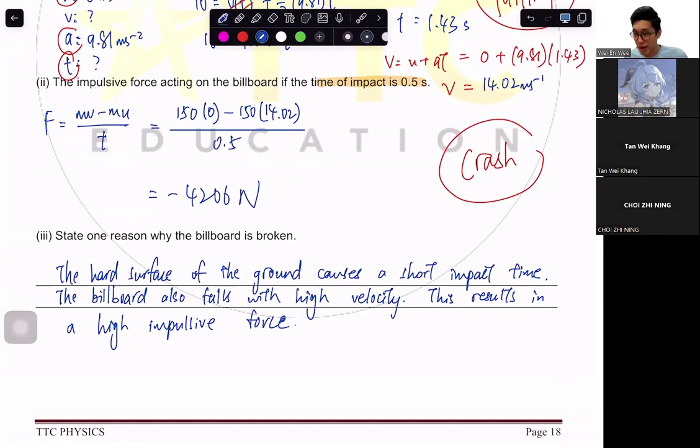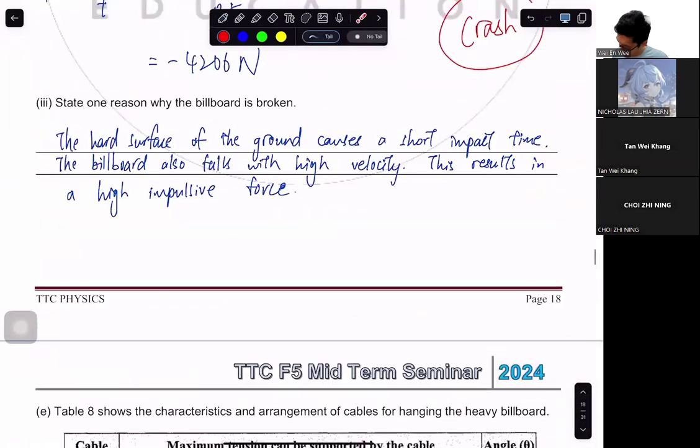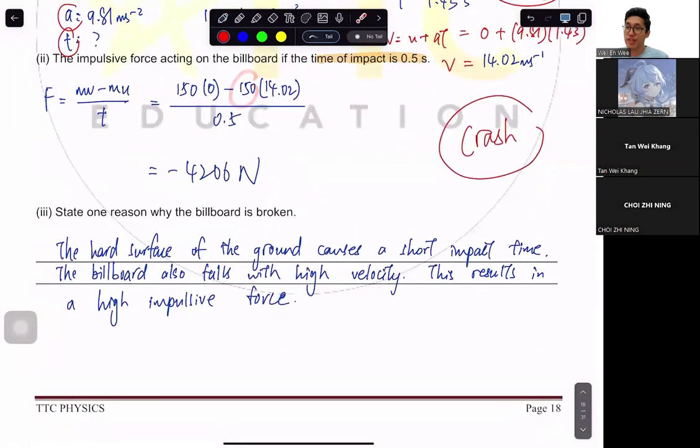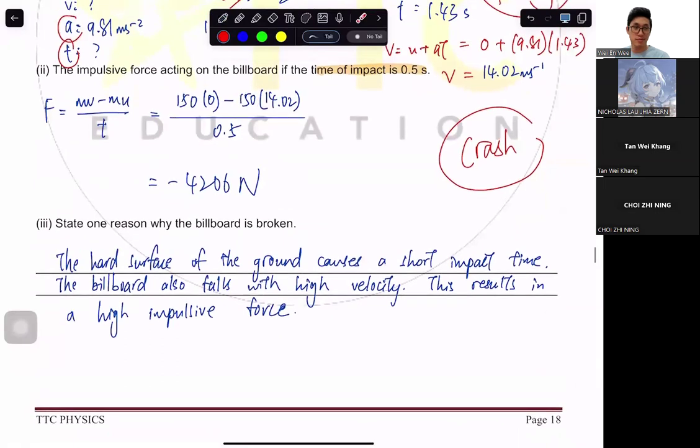Large mass, yes, correct. Large mass is also one of the reasons. You can also mention that the mass of the billboard is very high. So the mass also affects the impulsive force. You are correct.